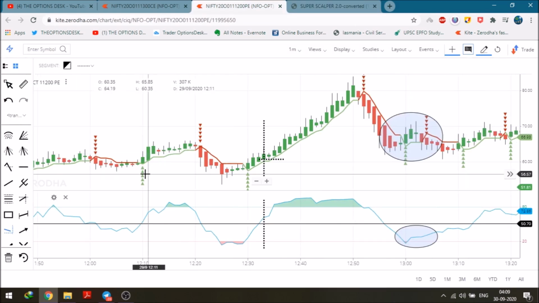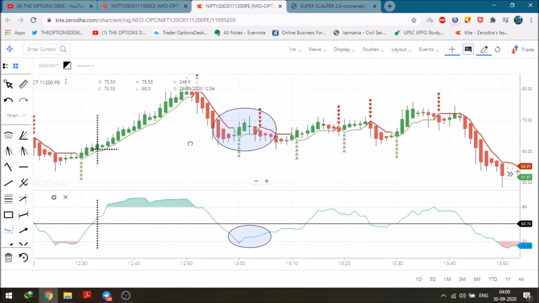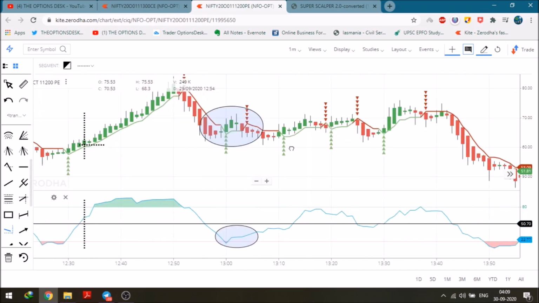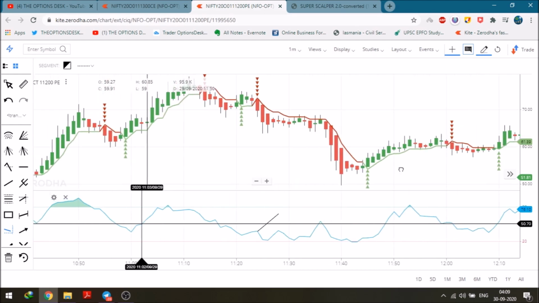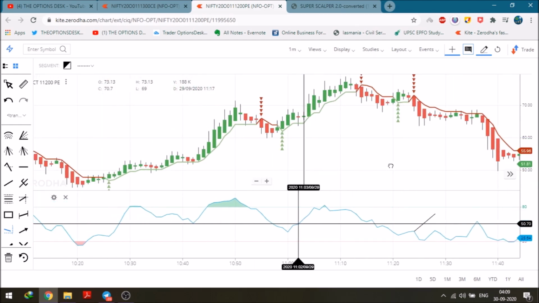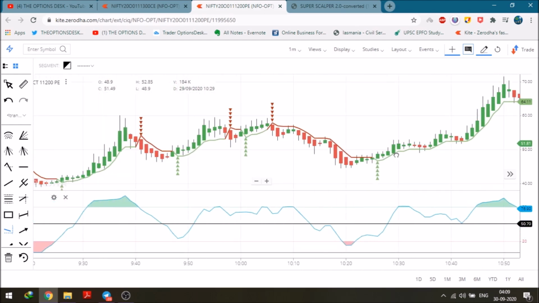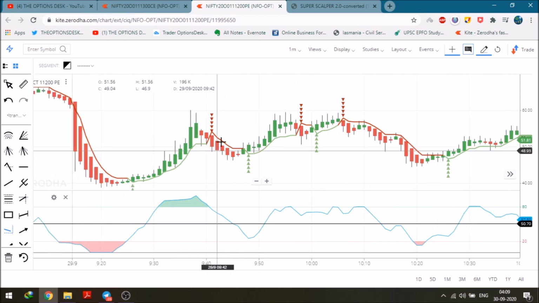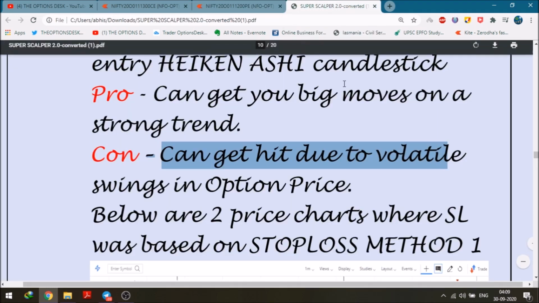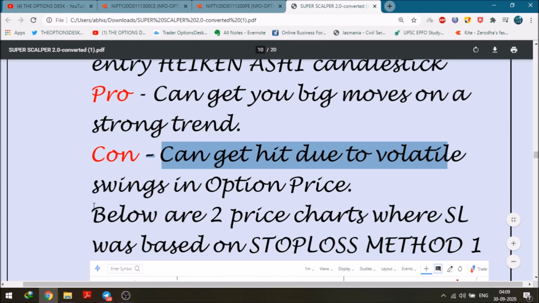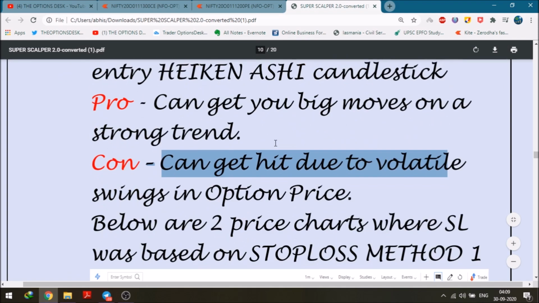Okay, so at this particular point, let's see. It might be hitting somewhere if I have mentioned it. There are mostly chances when the price, see, at this particular point, firstly the entry was at this particular point, it went higher, but you couldn't book at this particular point, and it went down and it hit here. It again went higher, but you got your stop loss out, but no problem. Your stop loss will be modified cost to cost. We'll also share that, don't worry. It can get hit due to volatile swings in option price, but it's a much better method.